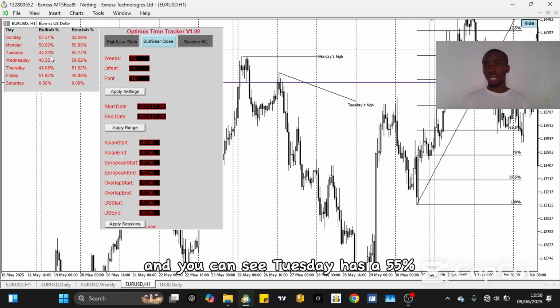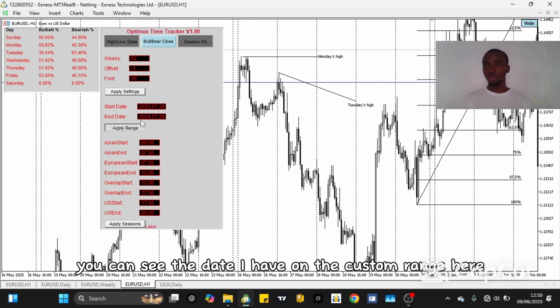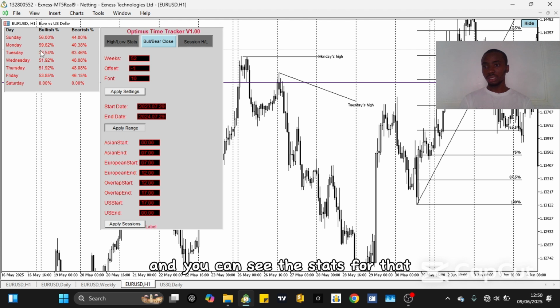And you can see Tuesday closes bearish 55.77% of the time within this look back period. Now you can also check the custom range input. You can see the data I have on the custom range here, and the stats for that. Within this period, 2023 to 2024, we see that Monday has closed bullish 59.62% of the time and bearish 40.38% of the time.